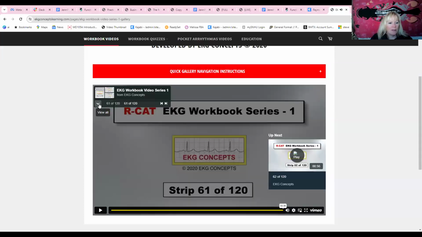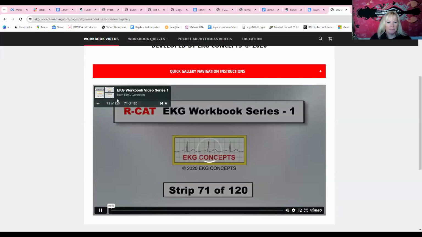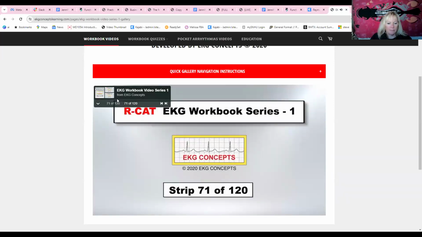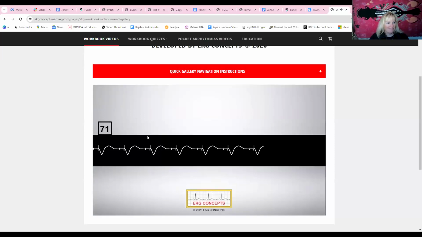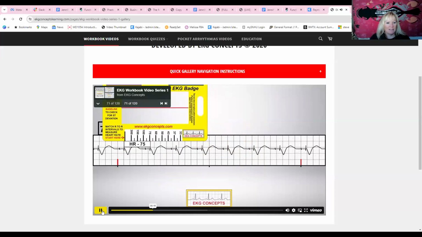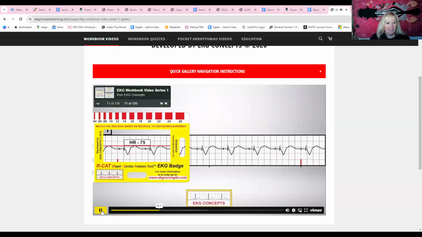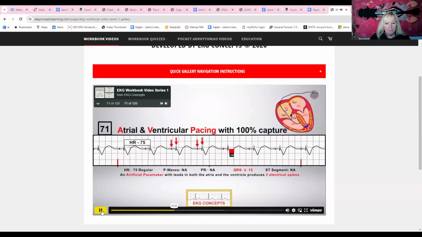Yeah, this one was kind of a rough one. Let's choose a different one. Let's choose 71. Here we go. Oh yeah, this is easy, right? You can see those pacer spikes. You guys are all seeing it. Yep, measuring it all out. So there's basically both atrial and ventricular pacing. That's why you're getting the two spikes, and that's what's making the QRS wide.